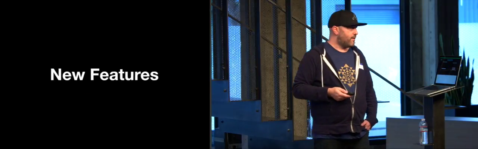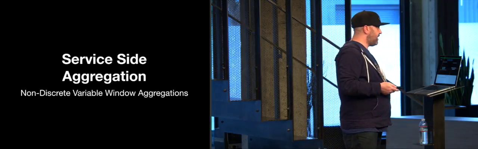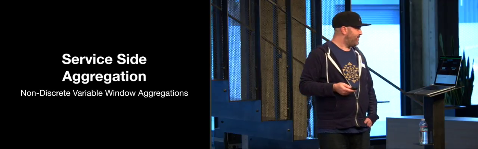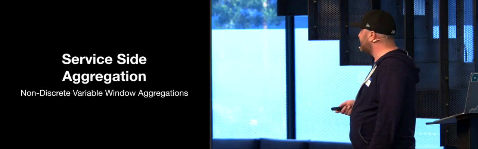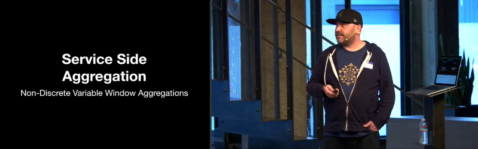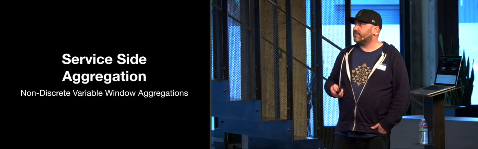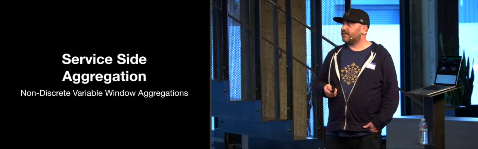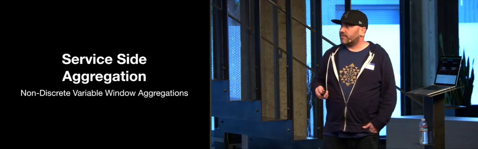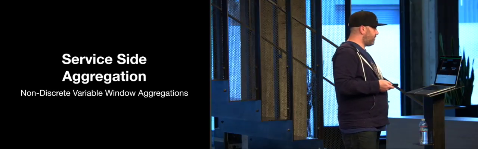That worked well for a while, and then we started to introduce new features. Service-side aggregation, so non-discrete variable window aggregations. What that means is primarily a lot of people use this if they're on Heroku, they can't run statsd, so they'll have a service and they'll want to do a distributed counter. They'll send us metrics from their instances and we'll roll them up for them. It also supports variable windows, so you can specify what the aggregation period is.